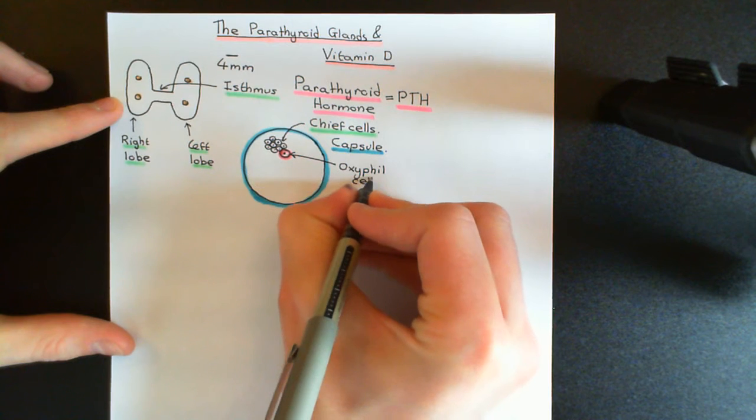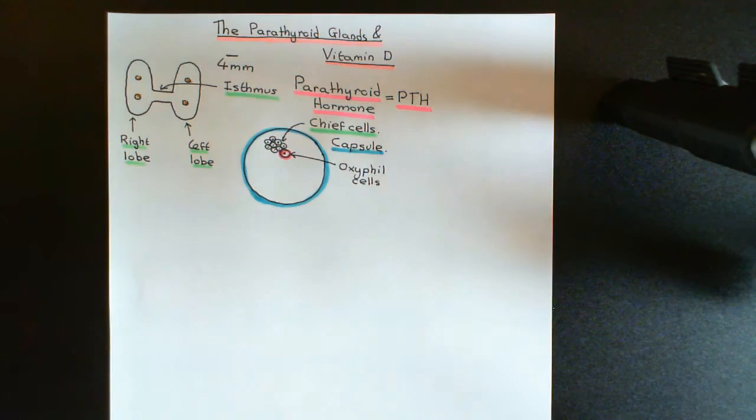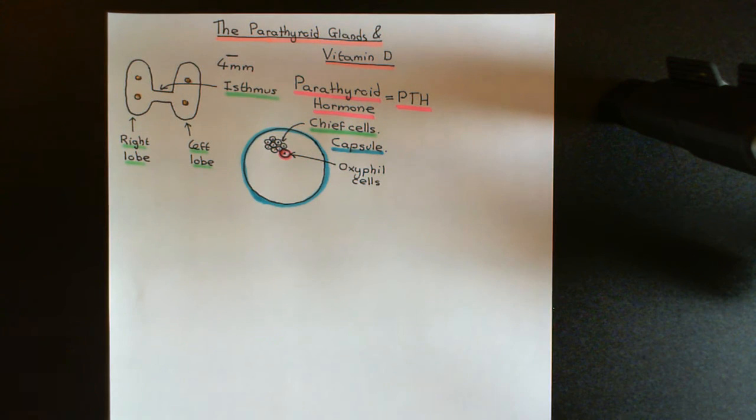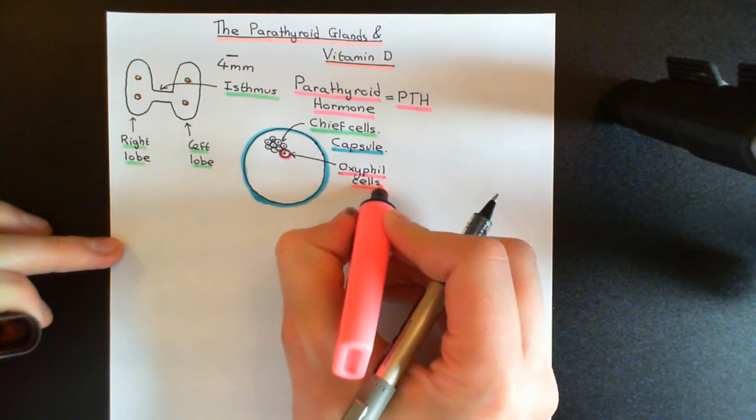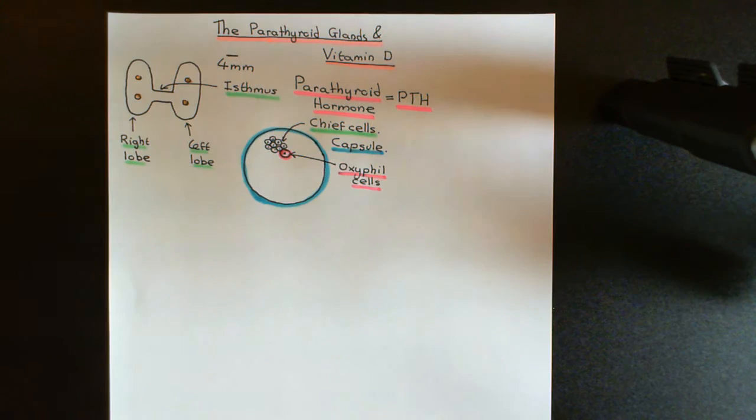So amongst all of the chief cells of the parathyroid gland, dotted around the place, you're going to have these oxyphil cells, which are much larger. To summarize, this is the histological structure of the parathyroid gland. You have a capsule around the edge, and most of the cells inside are these little chief cells whose job it is to synthesize, store, and then secrete parathyroid hormone.